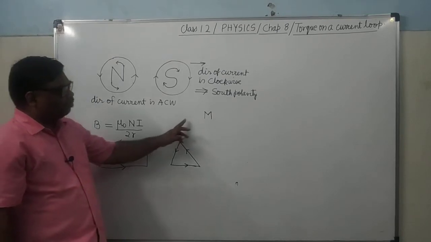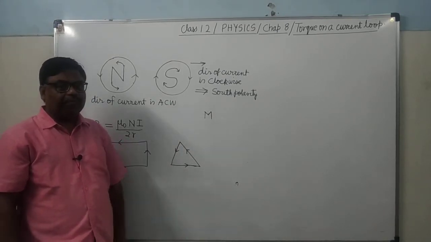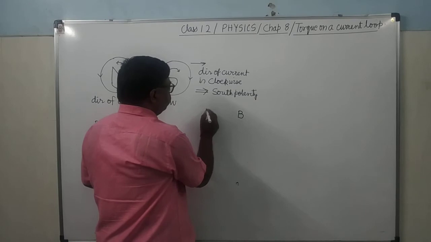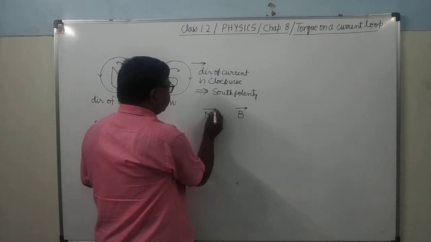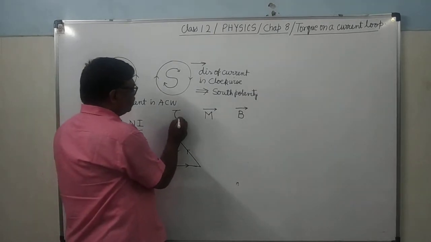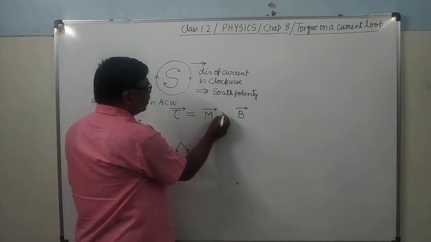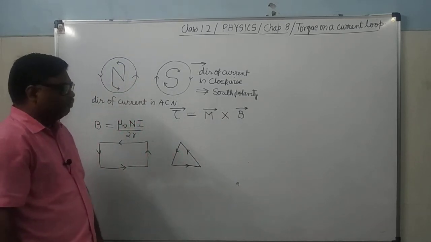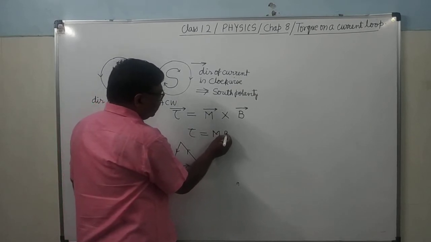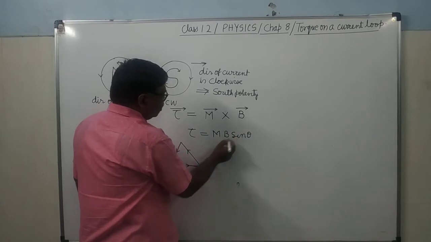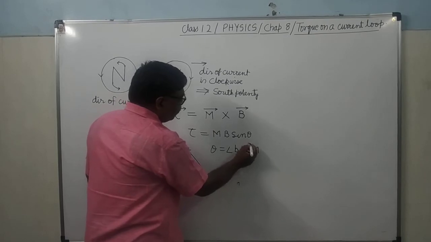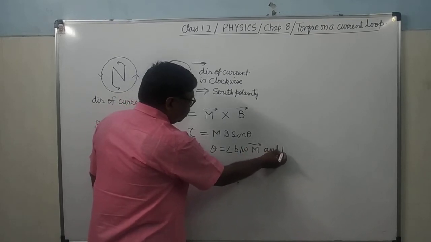So if a magnetic dipole of magnetic moment M is placed in the external magnetic field B, then what will be the torque acting upon it? That we have already studied: torque vector tau equals vector m cross vector B, which we have deduced as tau equals mB sin theta. What is theta? Theta is the angle between vector m and vector B.